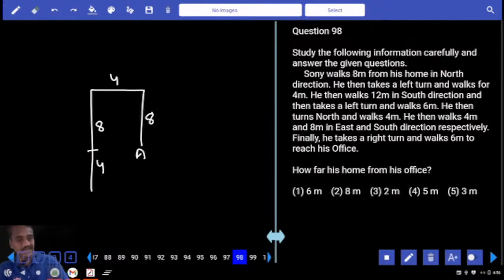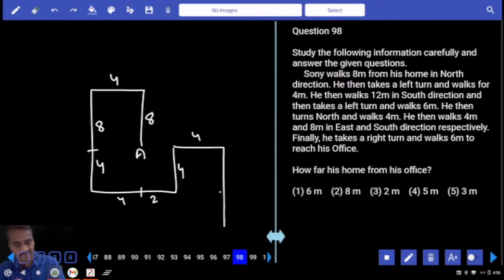And then takes left turn and walks 6 meters. Make it 6 meters. Now this is 4 and this is 6 meters. He then turns north and walks for how many meters? 4. He then walks 4 east and 8 south. This is 8 south, and this is 4, this is 4. Then finally he turns right and walks 6 meters.